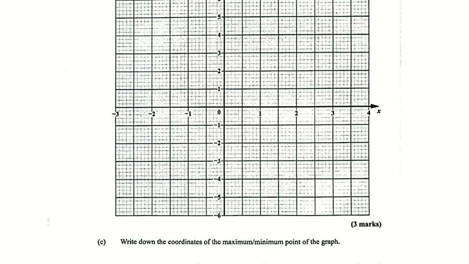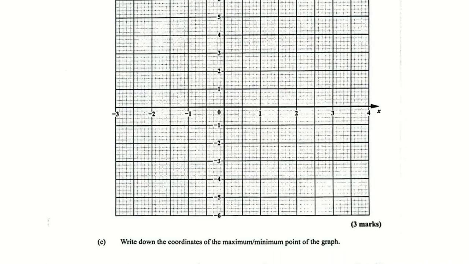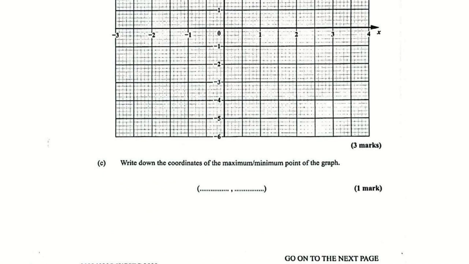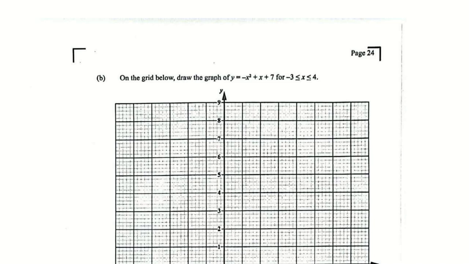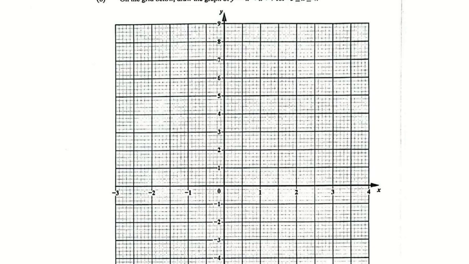Then they said on the grid below, draw a graph for y equals this, for the range of x between negative 3 and 4. Write the coordinates of your maximum or minimum point of your graph. Now what you're going to do is plot the coordinates. Hold on, I'm going to get that table because I don't want to be going back and forth. Alright.